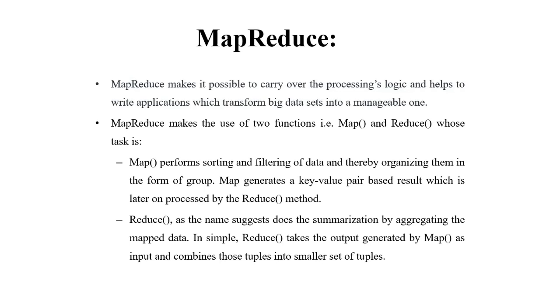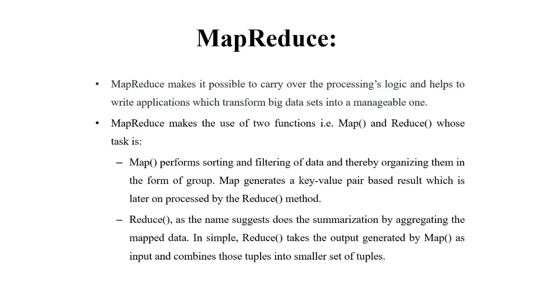Okay, so based on that result, that will be considered as an input to the reduce method. The map will generate one single output that will be taken as an input to the reduce method, and this input will again be modified by the reduce method, and that input is again converted into the final output. In simple terms, reduce takes the output generated by the map method as input and combines those tuples into a smaller set of tuples. That is called MapReduce.